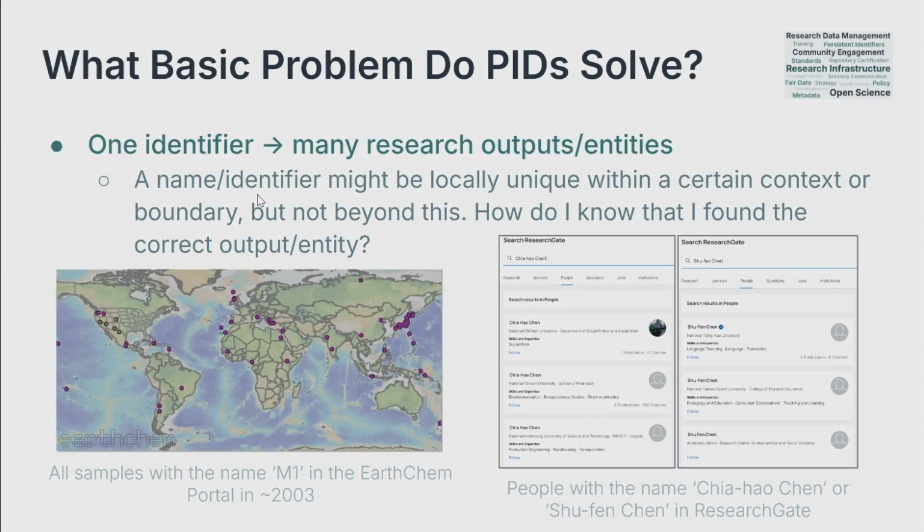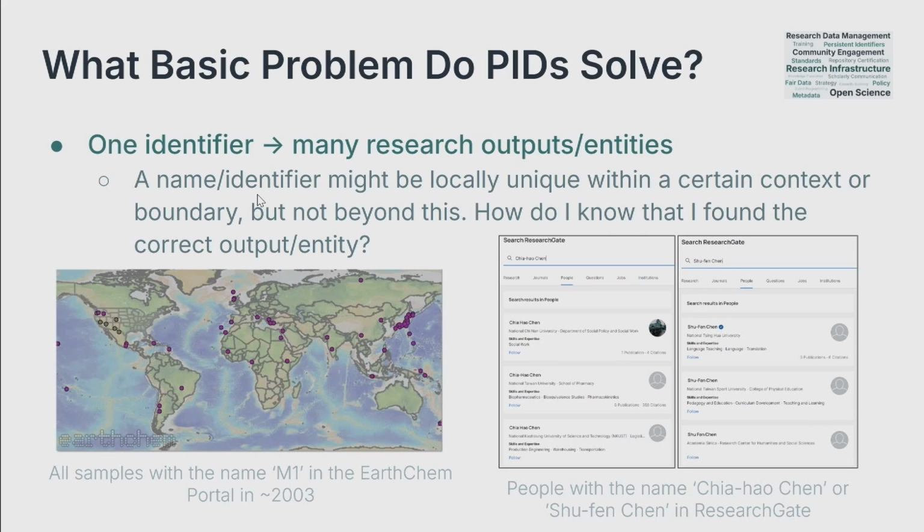What basic problem do PIDs solve? Well, they solve the one-to-many problem. A name or identifier that you've put on something might be locally unique within a context or a boundary, but not really beyond that. So how do I know that I found the right output or entity? A simple example: if a sample is named M1, how many M1 samples are there in the world?